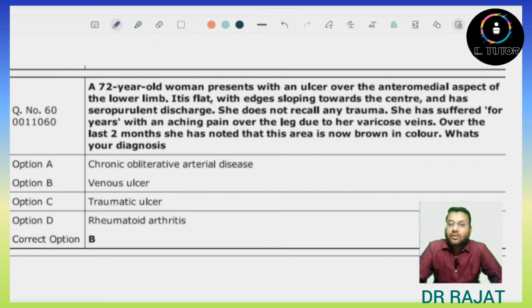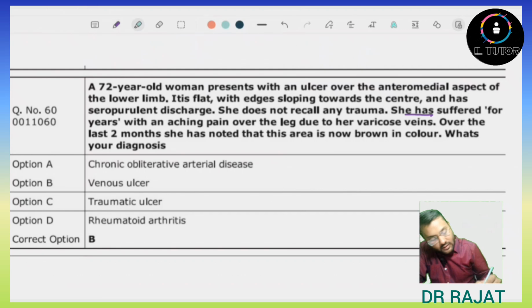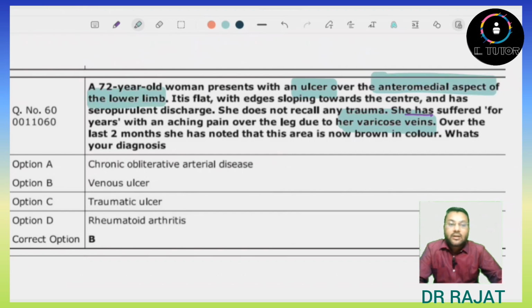Next question is, a 72-year-old woman presents with an ulcer over the anterior medial aspect of the lower limb. It is flat with edges sloping toward the center and has seropurulent discharge. She does not recall any trauma. She had suffered for years with an aching pain over the leg due to her varicose vein. So special point is the patient has the history of varicose vein, and now ulcer is present over the anterior medial aspect of the lower limb. Now, over the last 2 months, she has noticed that this area is now becoming brown in color.